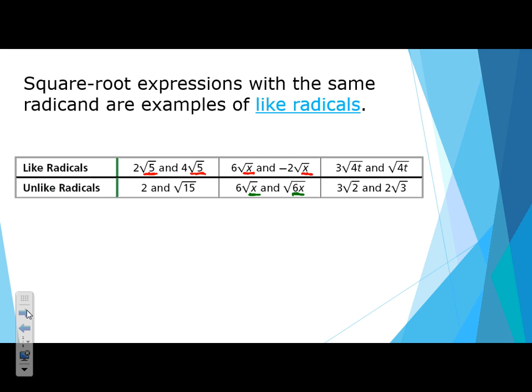They have to have the exact same thing underneath the square root, underneath the radical. Okay, the radicands have to be the exact same in order for us to have like radicals, which we need in order to add and subtract.